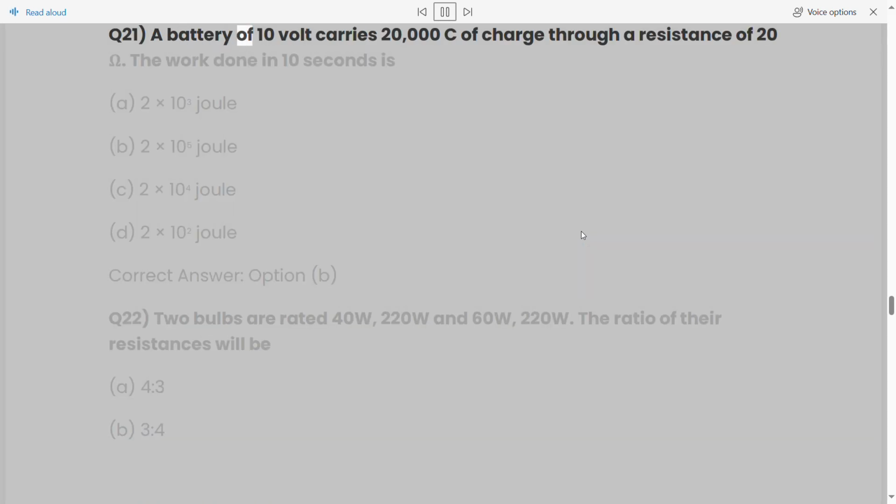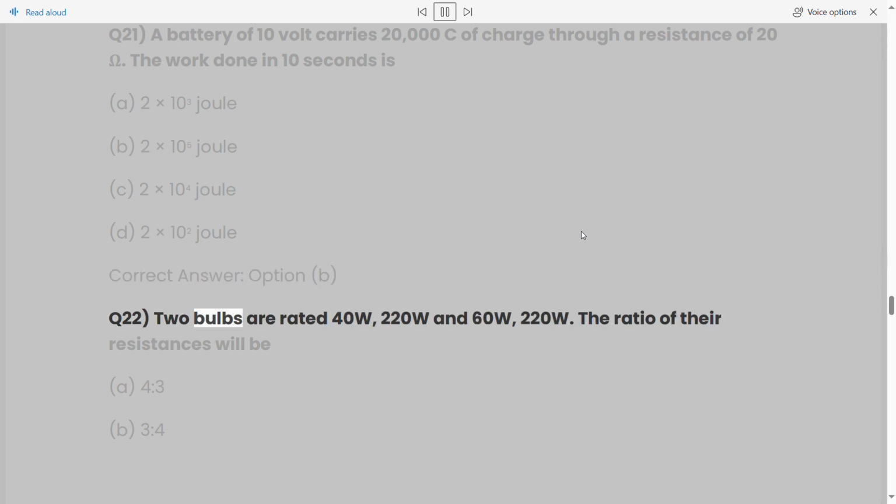Q21. A battery of 10 volt carries 20,000 C of charge through a resistance of 20 ohms. The work done in 10 seconds is A. 2 × 10³ joule, B. 2 × 10⁵ joule, C. 2 × 10⁴ joule, D. 2 × 10² joule. Correct answer option B.